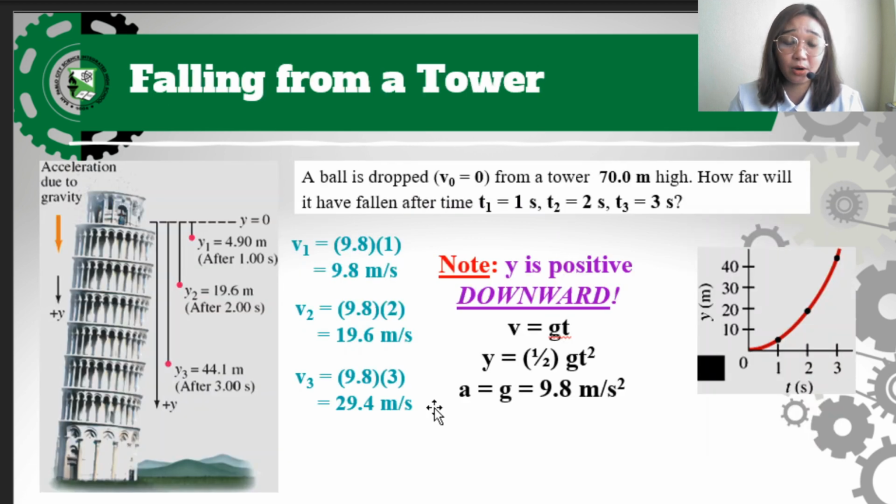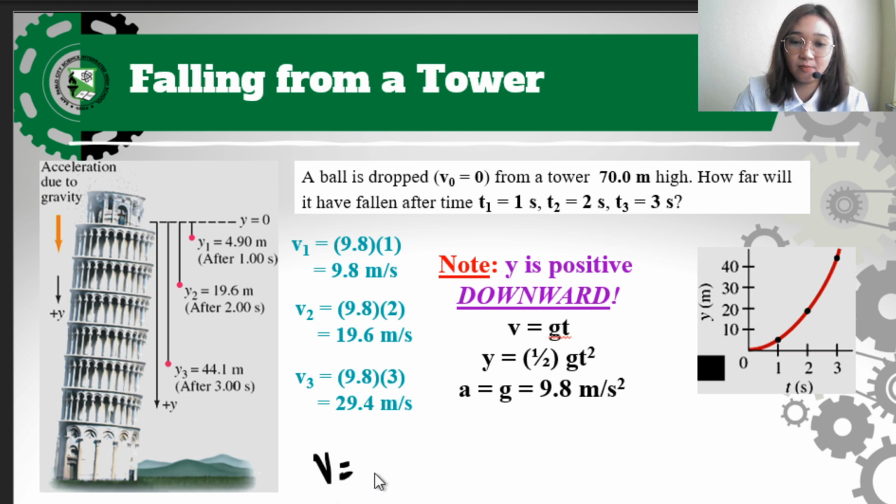Okay, for example, we have a falling body from a tower. Okay, a ball is dropped. V naught is equals to 0 from a tower 70 meter high. How far will it have fallen after time 1, 2, 3 seconds? Okay? So, ang ginamit po ditong equation, since V naught is equals to 0, V is equals to V naught plus GT. So, 0 naman siya, V is equals to GT na lang.